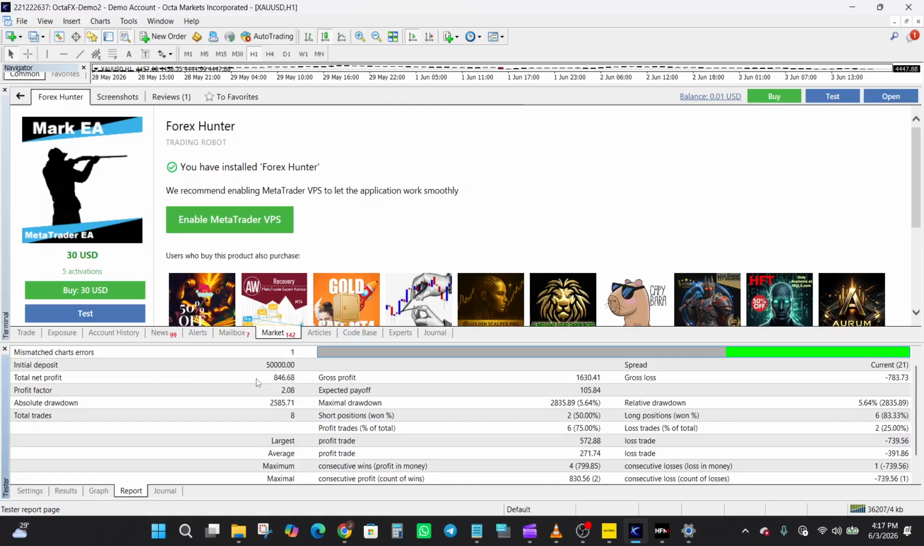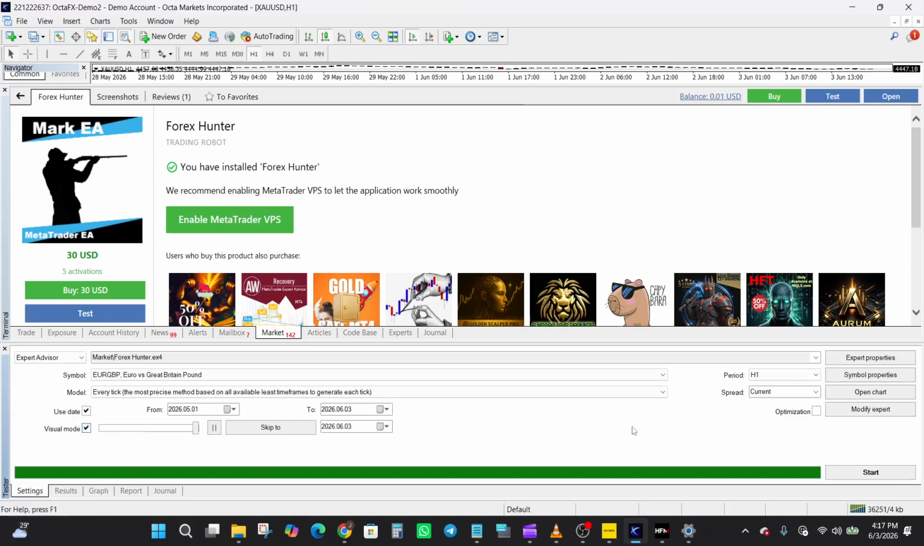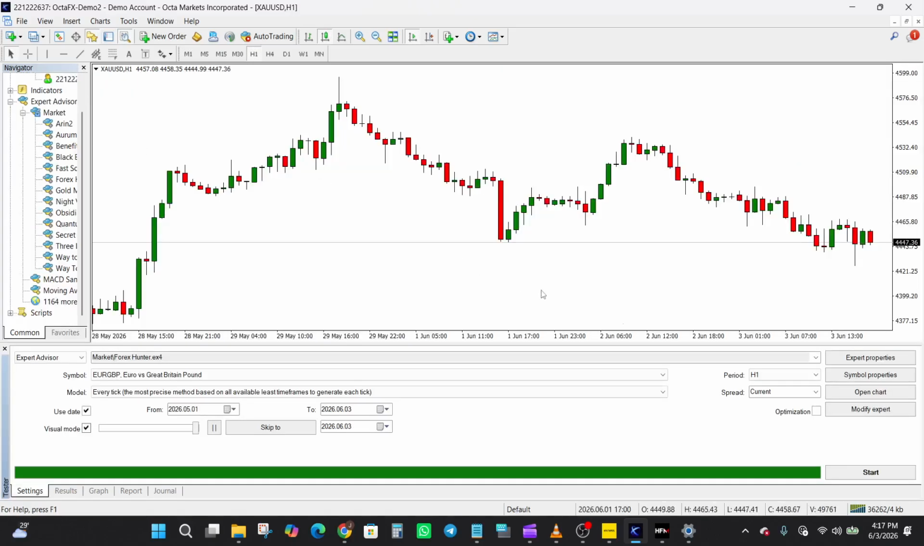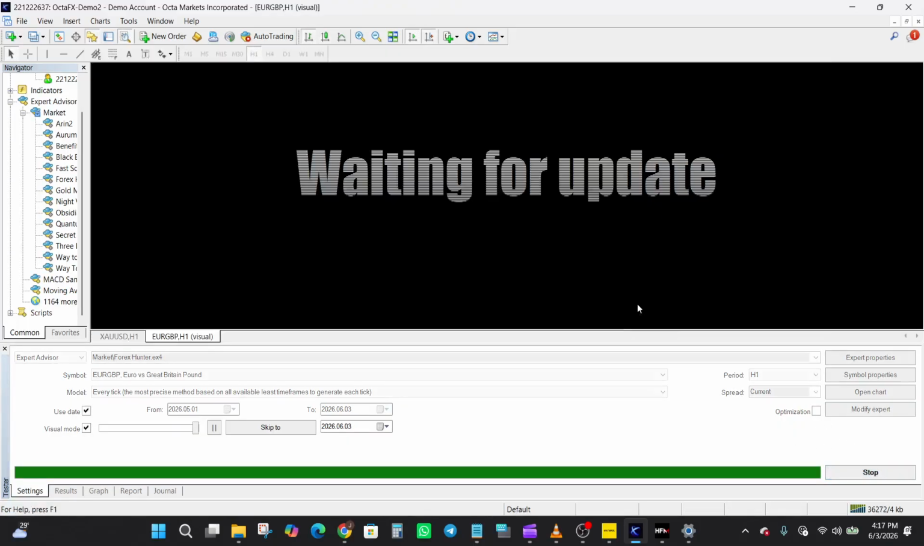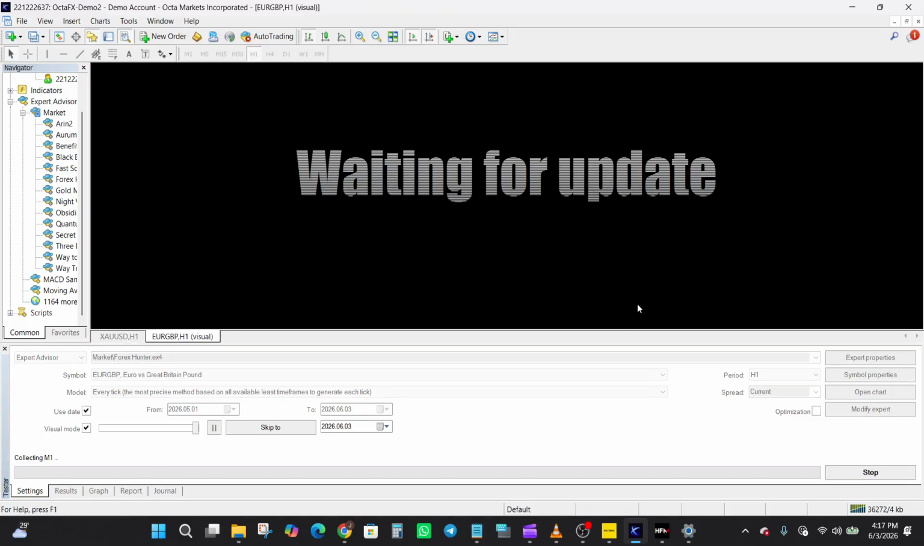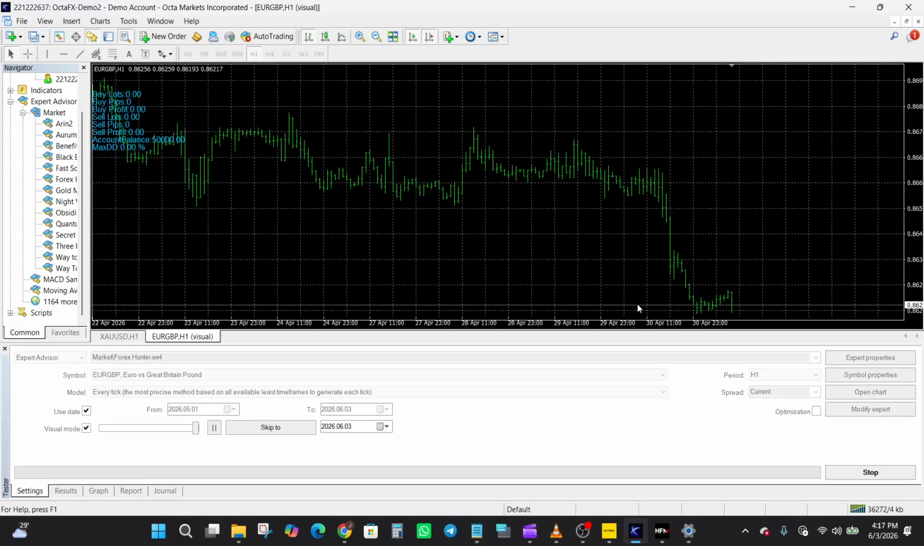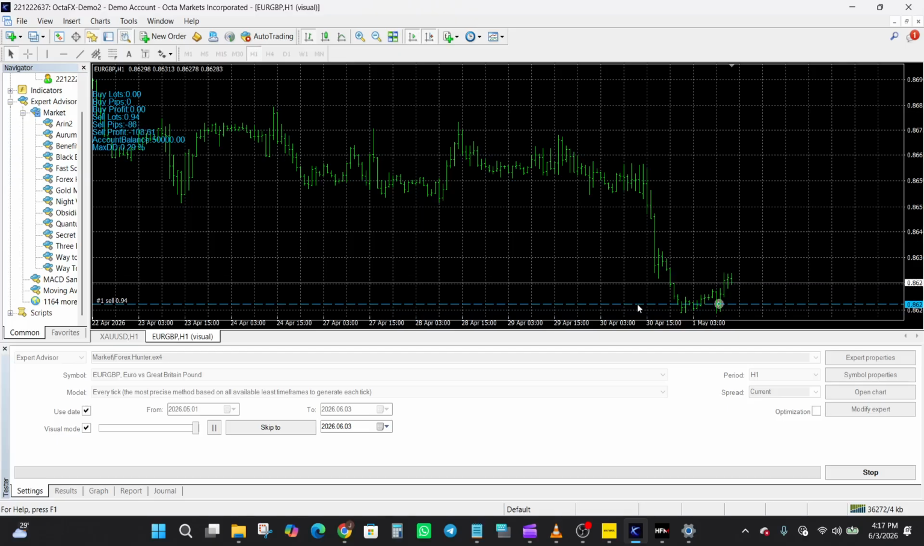But remember that historical performance does not guarantee future results. Okay, so looking at the backtest section, I'm reviewing the historical chart data. So let's just quickly turn on the visuals, and we want to see how this EA looks like in action. All right, so same settings, and let's just see how it looks. I want to see the historical chart data to understand how the EA executed trades under past market conditions.